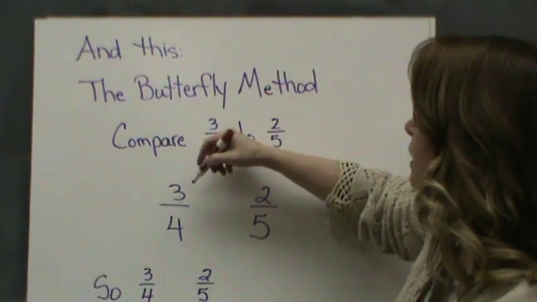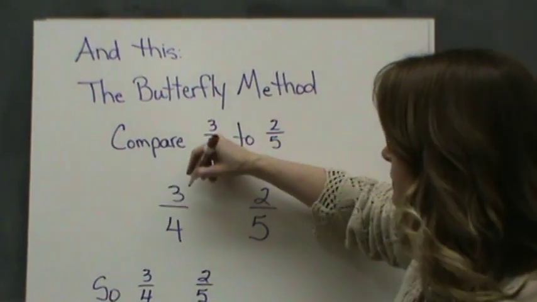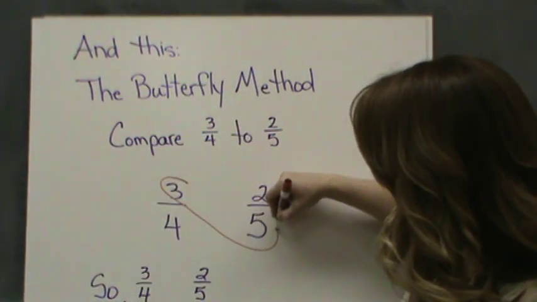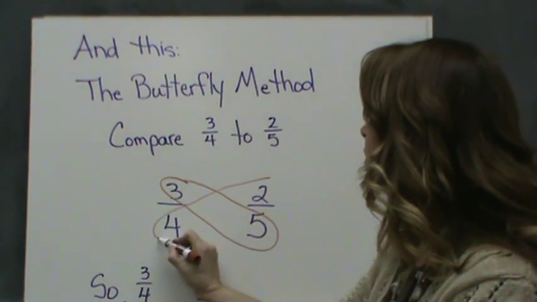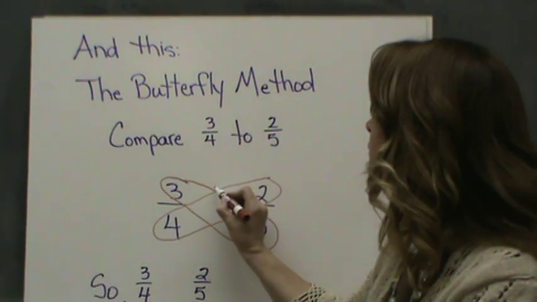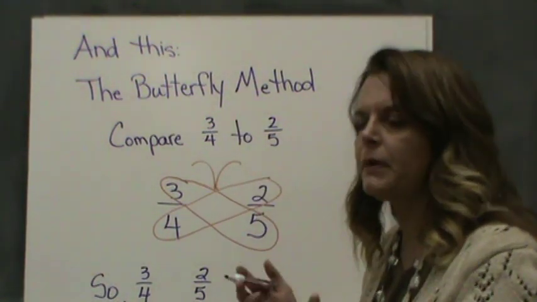What I'm going to do is I'm going to cross multiply on my fractions. So the easiest thing to do, I'm going to circle here, and I'm going to circle here. Can you kind of see the butterfly? And I'm going to give him some antenna. Now I have my butterfly. But now what do I do?